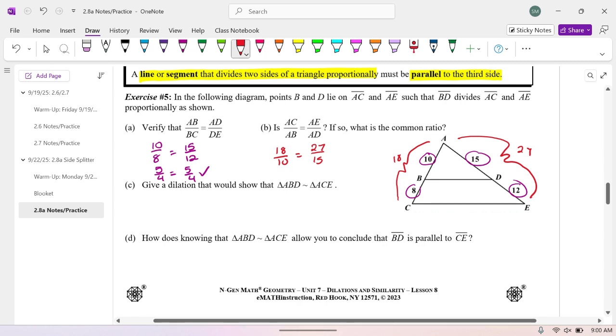So if I simplify 18 over 10, what does that simplify down to? 9 over 5. What about 27 over 15? 9 over 5, right? So that's true. What do you think the common ratio would be? So let's say that I started with ABD and I wanted to dilate it by some scale factor to give me ACE. What would I need to multiply it by? We kind of already found it.